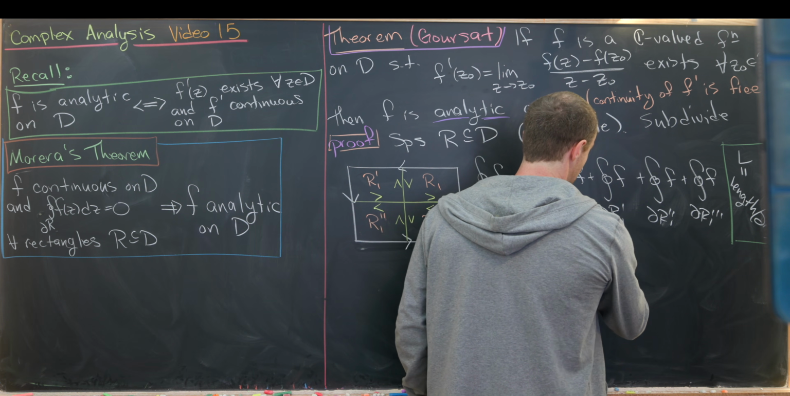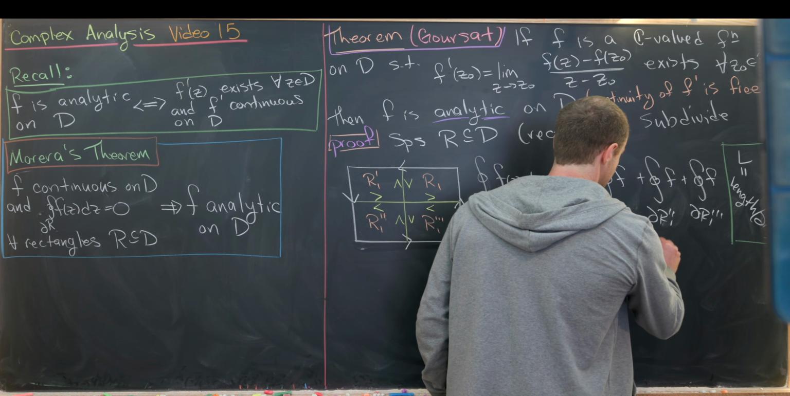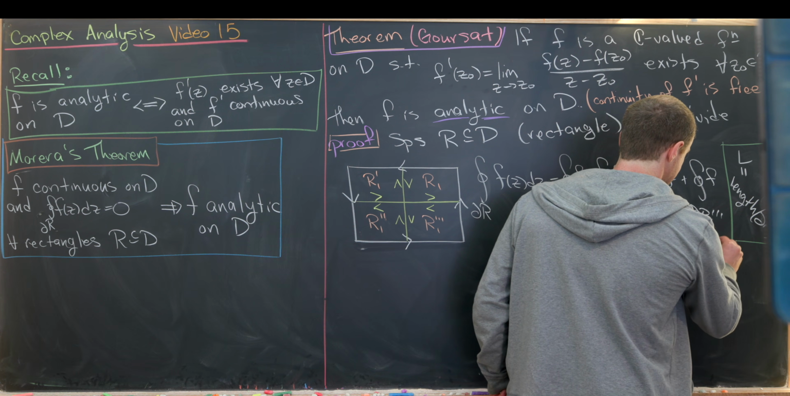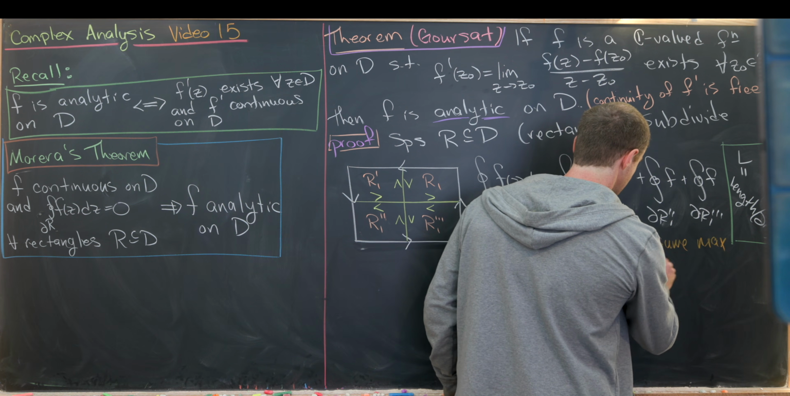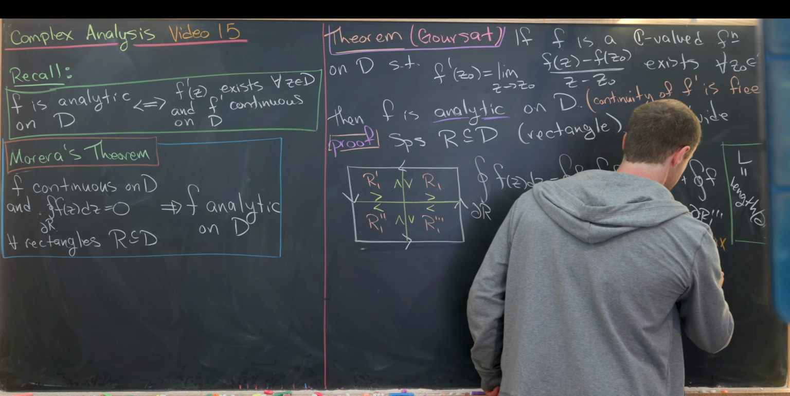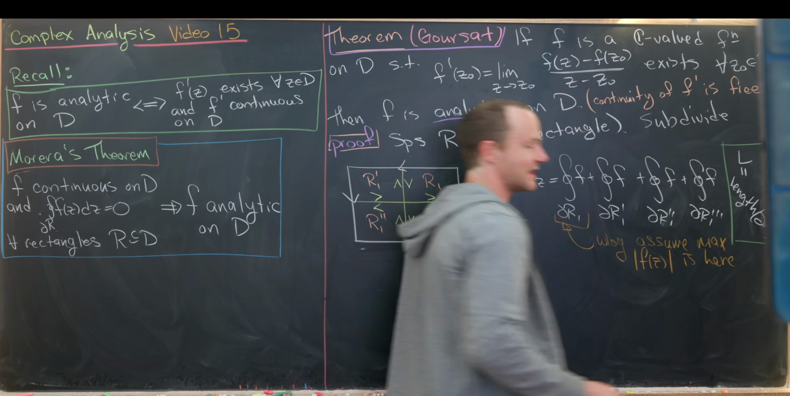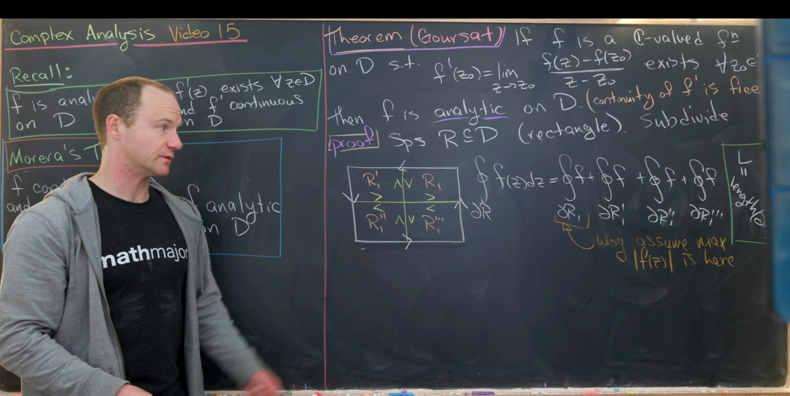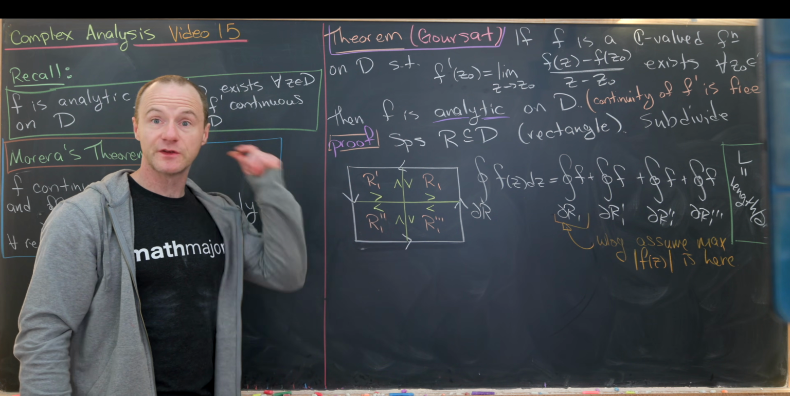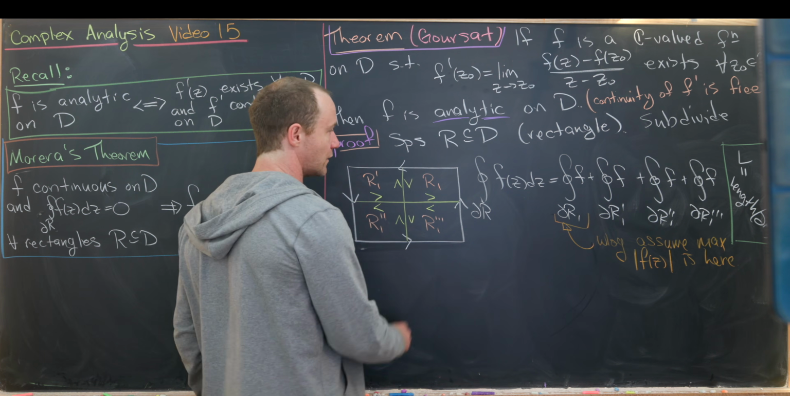So let's, without loss of generality, assume the maximum of the modulus of f of z is here. And that's what I mean by the maximum. With a complex valued function, we have to think about the modulus. So that brings us into the following inequality.